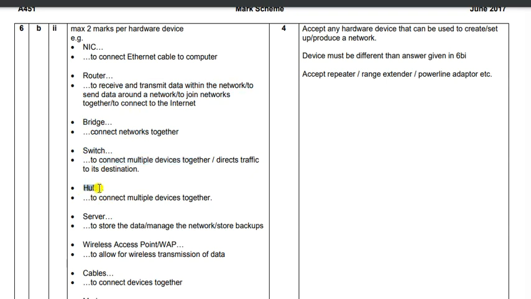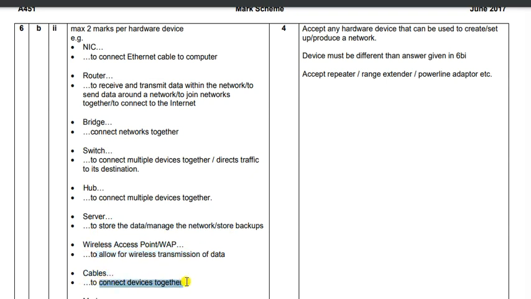Then you can make use of a hub. So router, bridge, switch and hub, they all work at different layers of the computer network. So you can mention any of these devices. Then a server is there to store the data and manage the network. Then wireless access points are there to allow wireless transmission. Cables are there to connect the devices together.